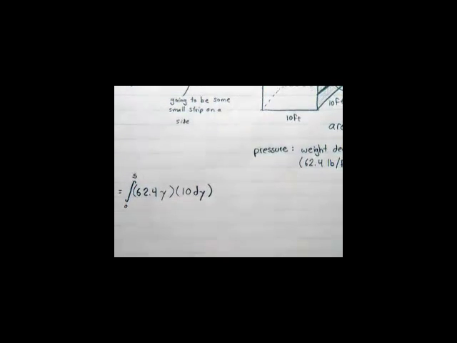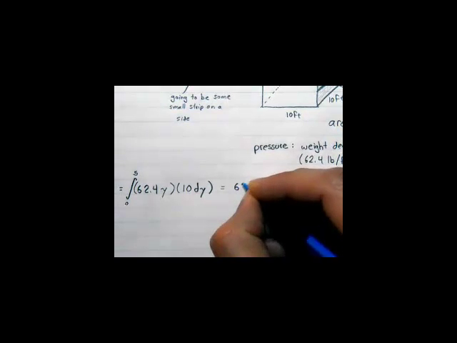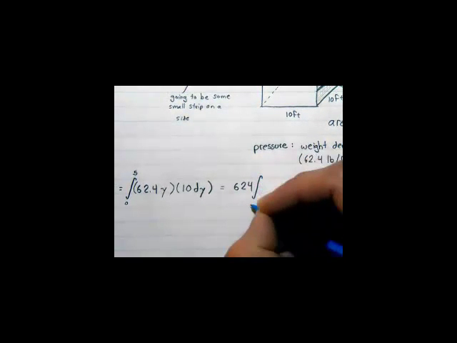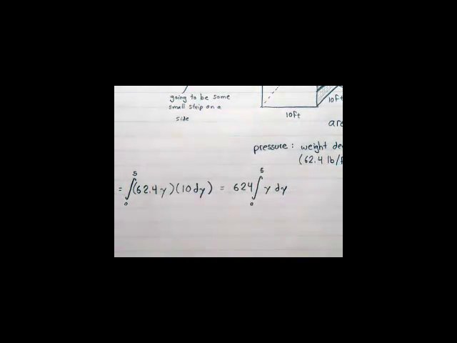Okay. So again, the setup's the difficult part. The actual integration of this is pretty simple. 62.4 times 10, we've got 624, which I can bring outside the integral. 0 to 5 y dy. The antiderivative of y.